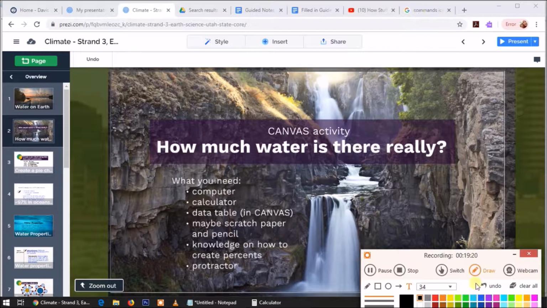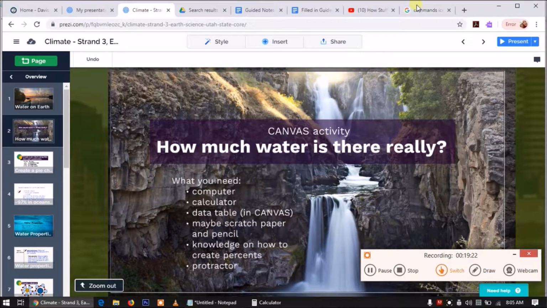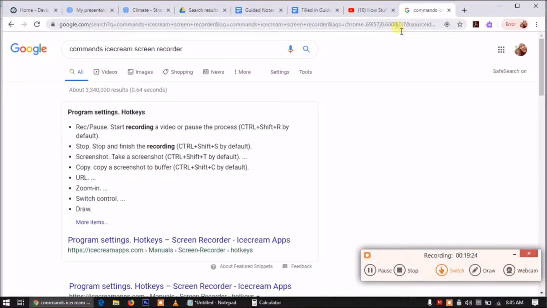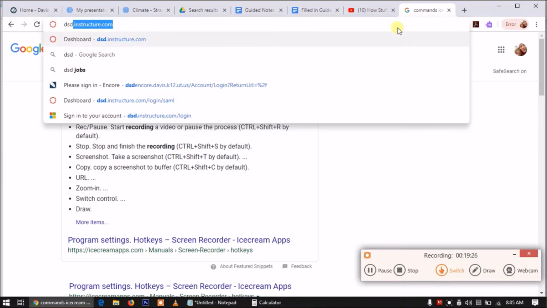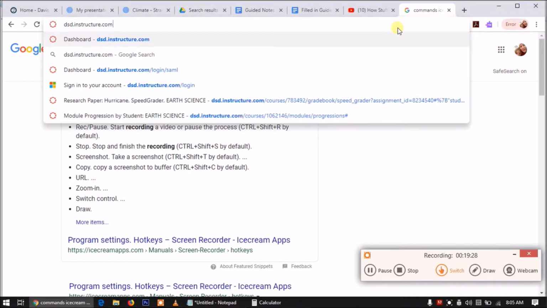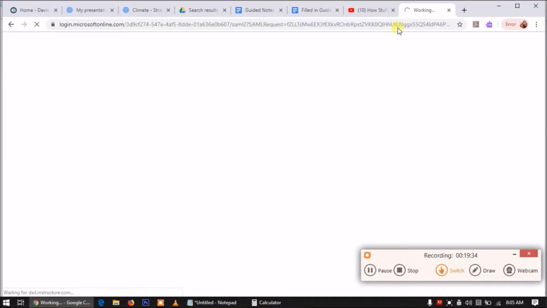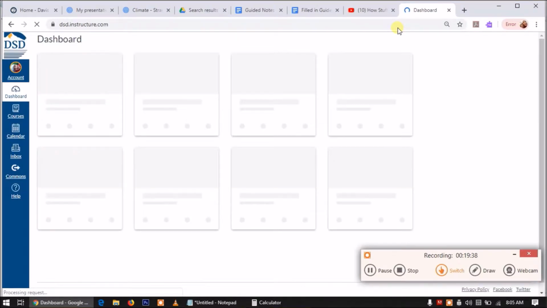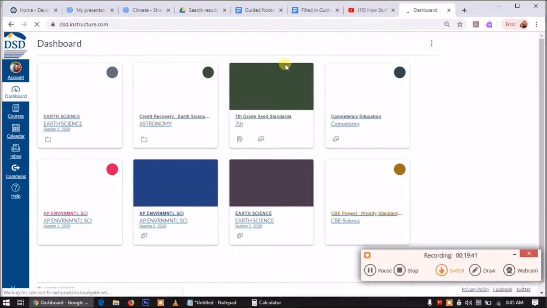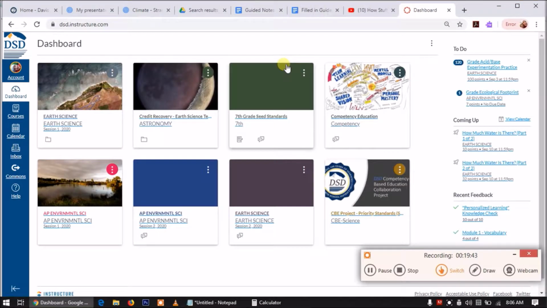So go to dsd.instructure.com. That's dsd.instructure.com. Or you can go to the school's webpage and you can click the login, and then it will reroute you and take you to where you need to go. All right, if it happens to take you actually to DSD Canvas, let me log out so you can see what that screen looks like.